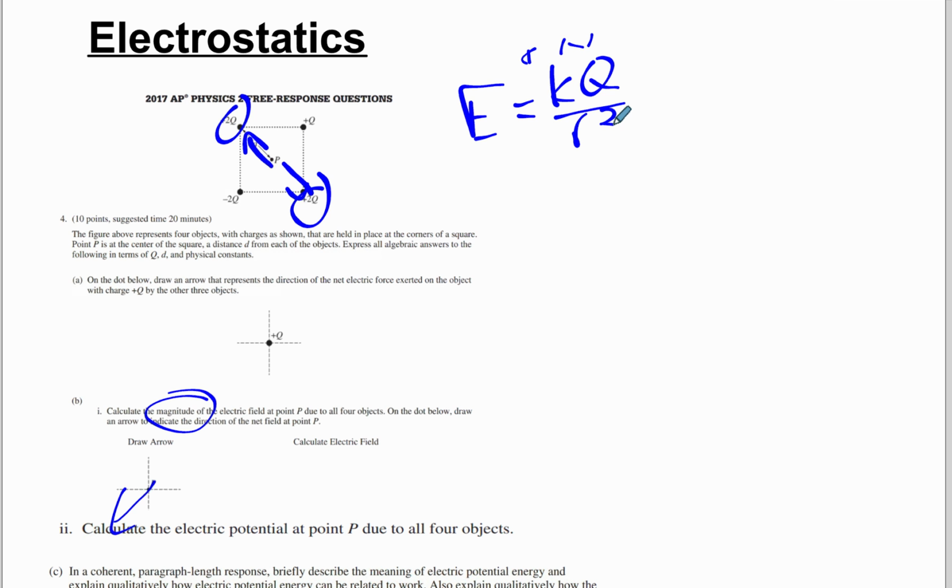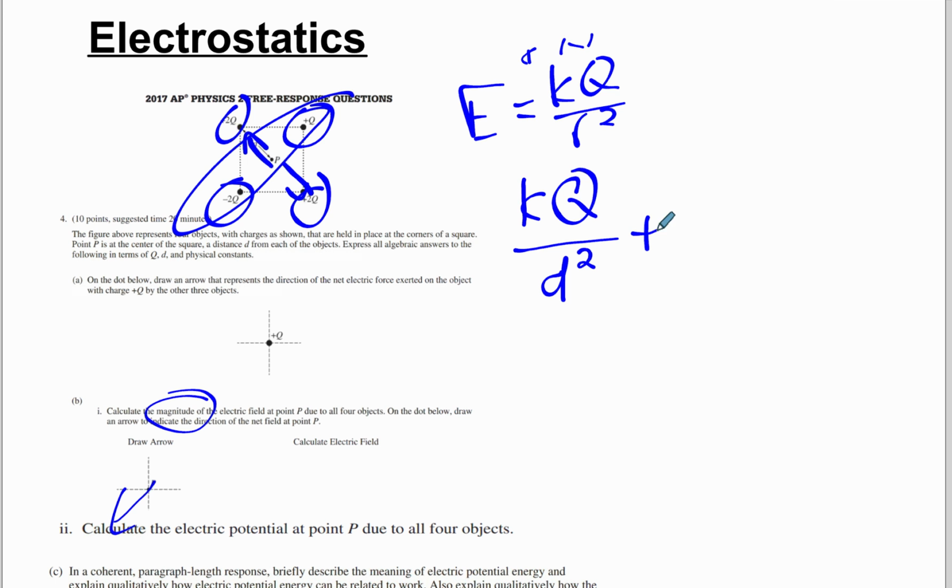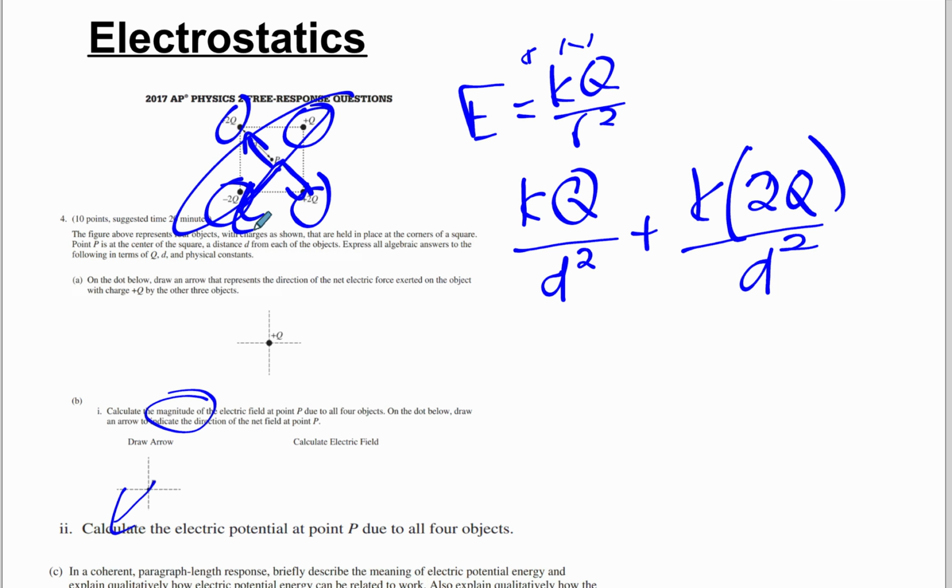These guys are not going to cancel. They're going to add together. So we have kQ over d squared plus k2Q over d squared. Why don't I put a negative there? Because we're already taking into account the negative in terms of the direction of the electric field. The negative is just the direction for this one, and the direction is to the bottom left for both of these. So we add those together, and it's k3Q over d squared.